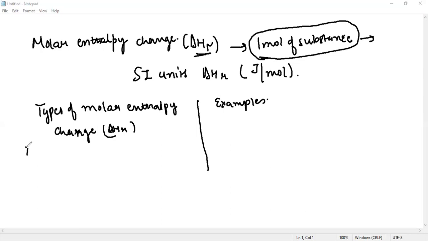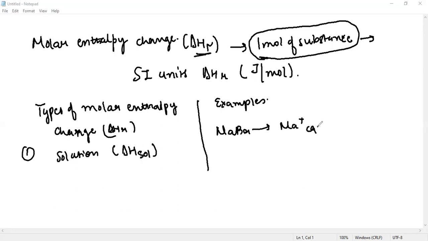So first of all, if your reaction type is solution, then the enthalpy change associated with that reaction is known as delta H solution, and we write it as SOL in short. For example, NaBr is converting into Na+ aqueous ions plus Br- aqueous ions.